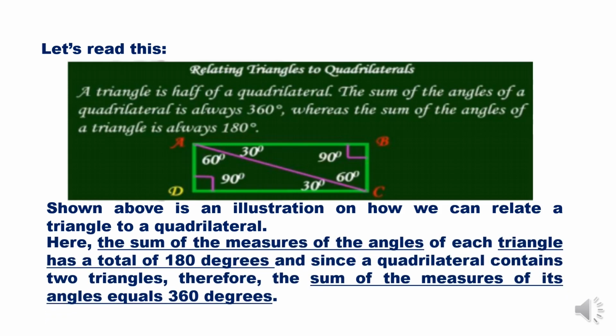Here, the sum of the measures of the angles of each triangle has a total of 180 degrees, and since a quadrilateral contains 2 triangles, therefore, the sum of the measures of each angles equals 360 degrees.